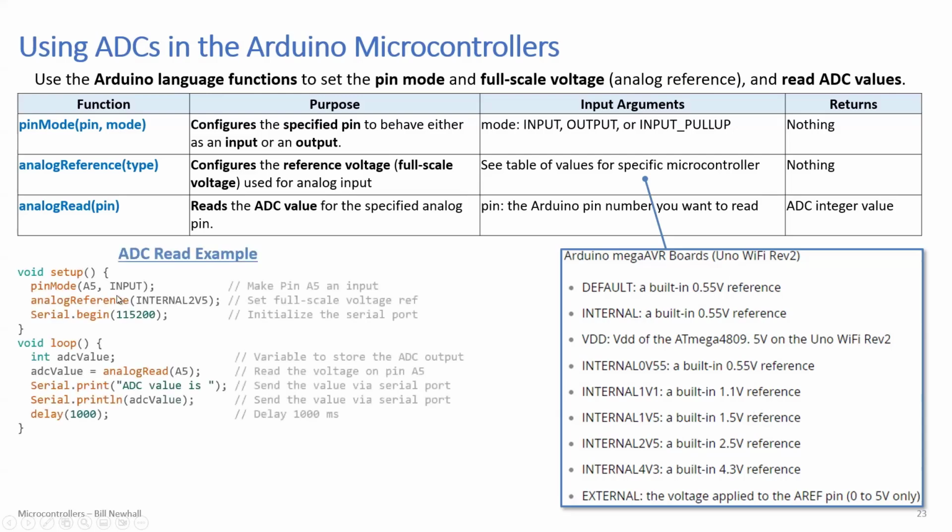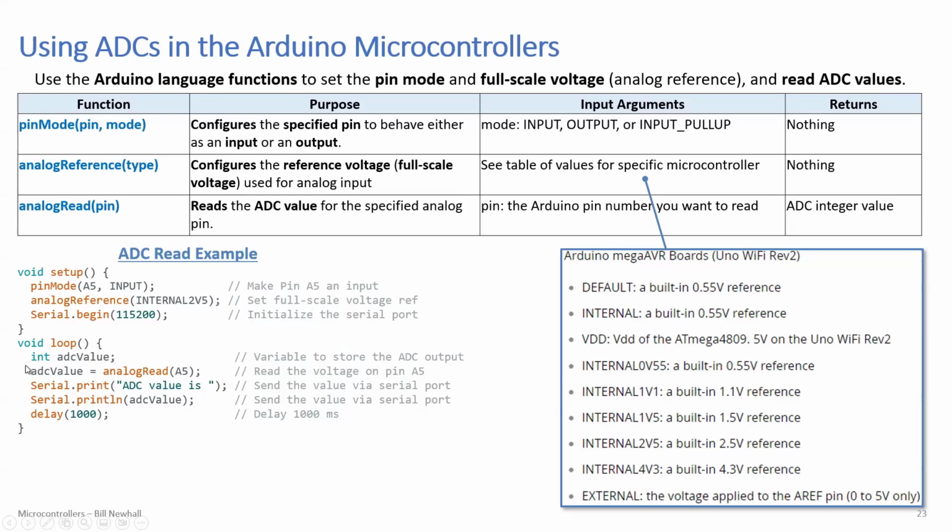So here's an example. Here's an ADC read example. The way to set up the ADC is to set the pin mode, let's say A5. You can go to the pinout diagram and see what header hole has A5 labeled next to it. So you set that pin to an input. For analogReference, I'm setting 2.5 volts. And I'm starting up the serial port, which has nothing to do with the ADC, but I can then print the value to the serial monitor.